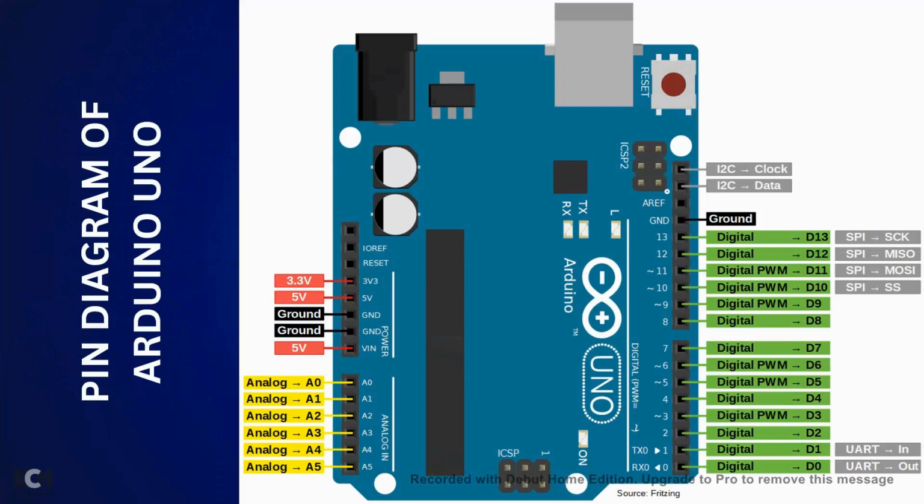So this is a pin diagram of the Arduino Uno board. It consists of two I2C pins, that is clock and data, then a ground, then digital pins, which start from D0 and end at D30. It also consists of UART and SPI pins. It also consists of 5 analog pins, then 2 additional grounds, then input, that is 5 volt and 3.3 volt. It supports two input ranges, that is 3.3 volt and 5 volt.